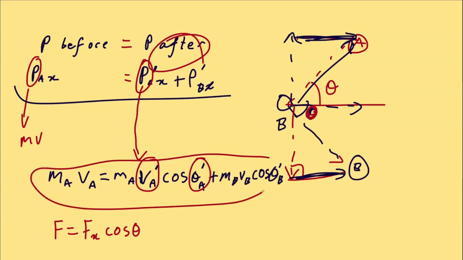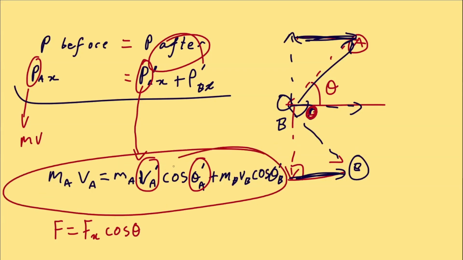This is the formula that you use when you apply the conservation of momentum to the x component of a collision. And this is hard to remember. This is a big fat formula, so it's in the cheat sheet I made for free in the description.